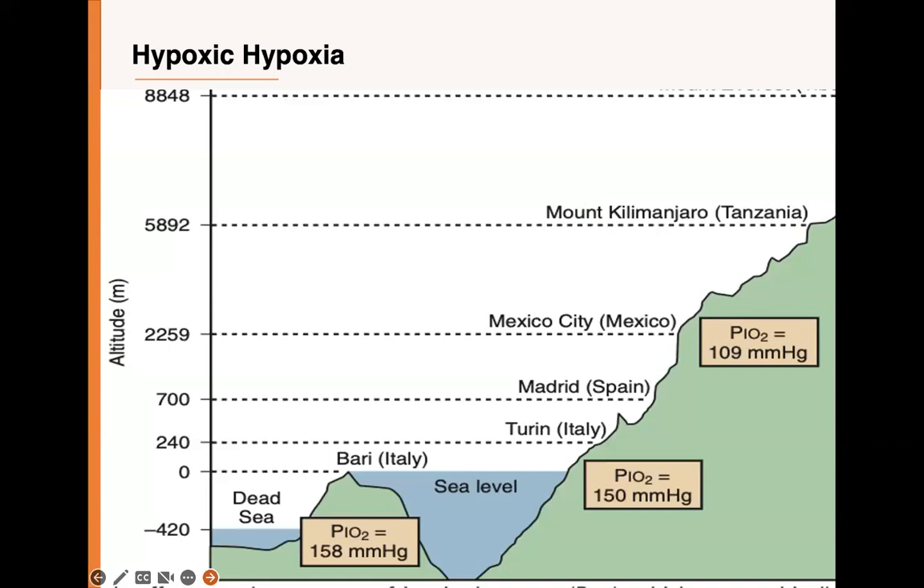So if you see this image over here, when you go lower, you have increased partial pressure of oxygen. Taking zero, here Bari, Italy, the partial pressure of oxygen is around 150. But if you go to an altitude around 2000 meters, Mexico, the partial pressure of oxygen drops to 109. And if you go up to Mount Kilimanjaro, it goes to the 70s. So you can see that this will also affect the partial pressure of oxygen in the blood, which will lead to hypoxia. And that's what we call hypoxic hypoxia. Next slide, please.